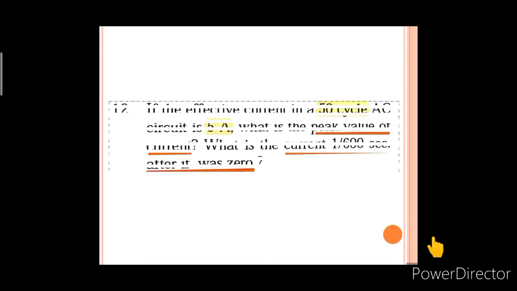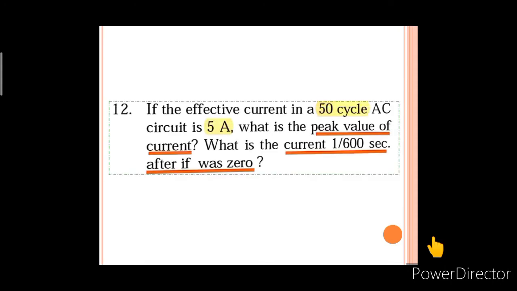Now, let's proceed to solve the numericals of this chapter. The first unsolved numerical from the textbook, question number 12, is: if the effective current in a 50 cycle AC circuit is 5 ampere, what is the peak value of current? What is the current 1 by 600 second after it was 0?